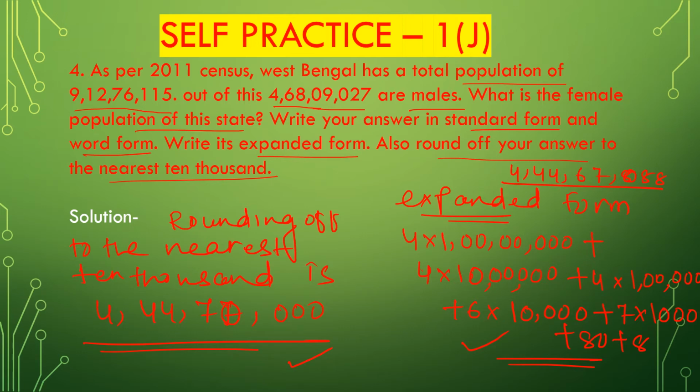Here we have to round to the nearest 10,000. The 10,000 place digit is 6 and the 1000 place digit is 7. 7 is greater than 5. So we have to add 1 to the 10,000 place. That will be 7, 6 plus 1 is 7. And the remaining other digits, that is 1000 place, 100 place, 10th place, and 1's place, these all places will be 0. So the number 4 crore 44 lakhs 67,088 rounded off to the nearest 10,000 will be 4 crore 44 lakhs 70,000. This is the answer.